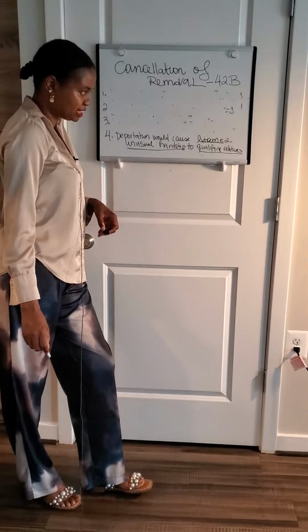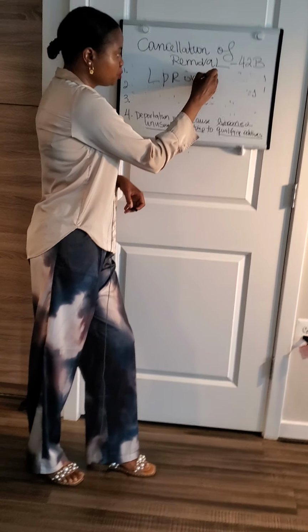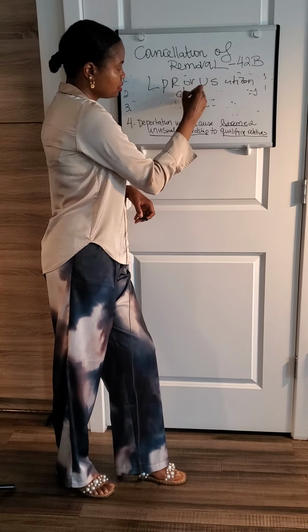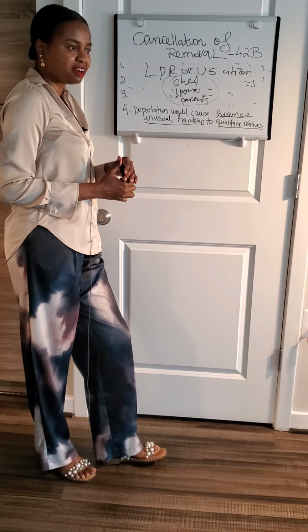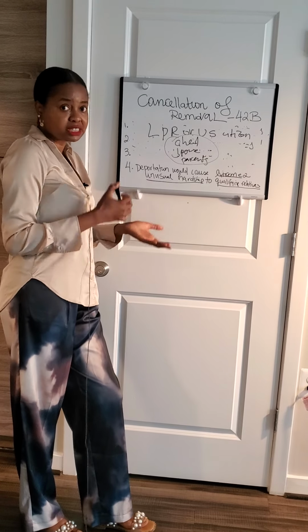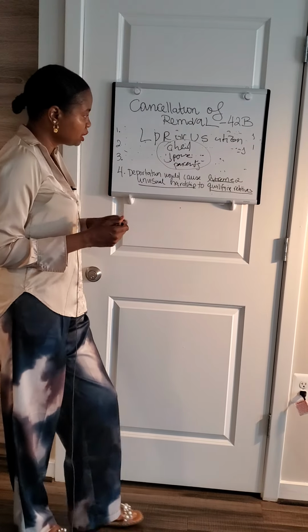Let's define qualifying relative first. We have a lawful permanent resident or U.S. citizen child, spouse, or parent, immediate relative. Those are the people who qualify as qualifying relatives. They have to be either a lawful permanent resident or a U.S. citizen. And sometimes people don't have a qualifying relative, but it's really difficult to show the court that non-qualifying relatives can be considered as well, right? There's a way, but it's really difficult.